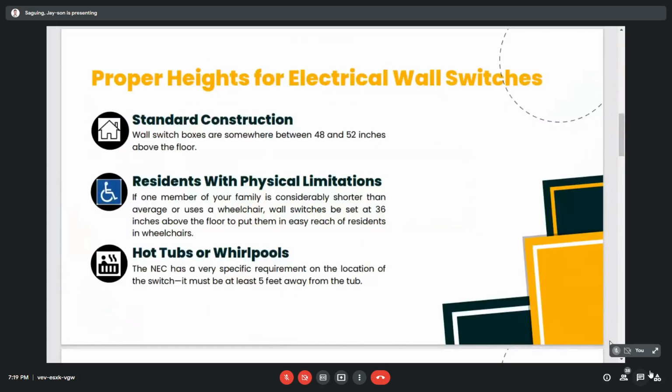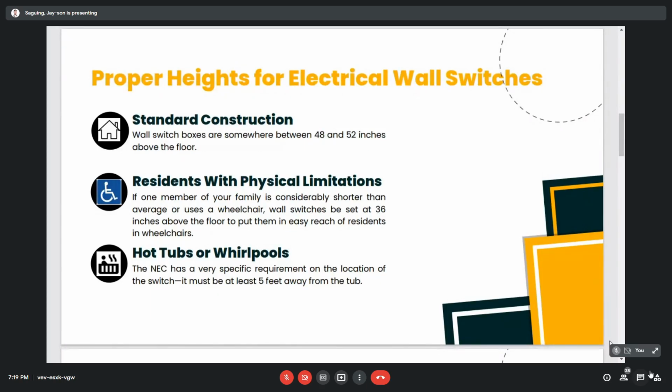Next slide. Next is proper heights for electrical wall switches for standard construction. That means houses or any construction that is standard, the more basic kind. The wall switch boxes are somewhere between 48 and 52 inches above the floor. So the switches in your house are at about 48 inches, so 4 feet. That is about neck level, which is standard.